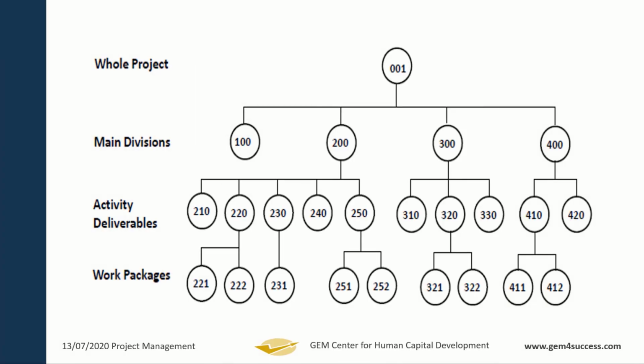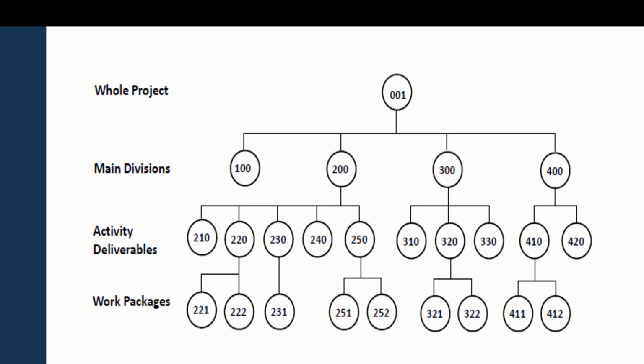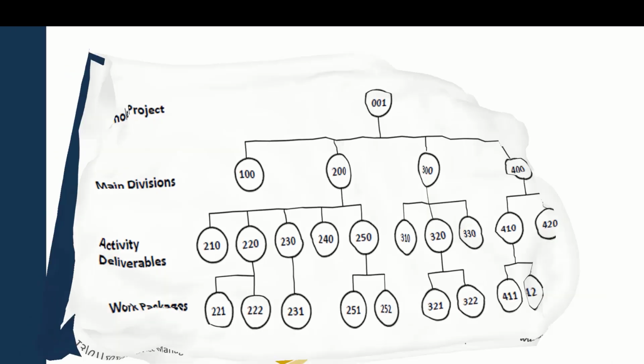Okay, this is an example of a WBS. You have the whole project broken into 4 components, and then component number 2 is broken further into 5 components, and then you have further breaking down, and further breaking down. The lowest levels are called work packages.